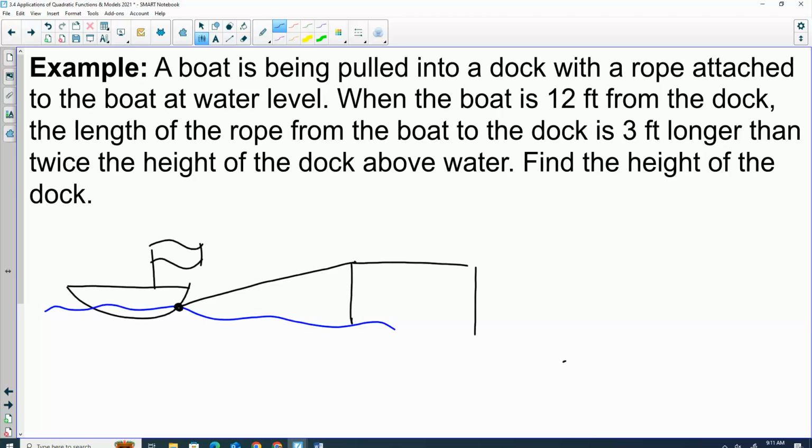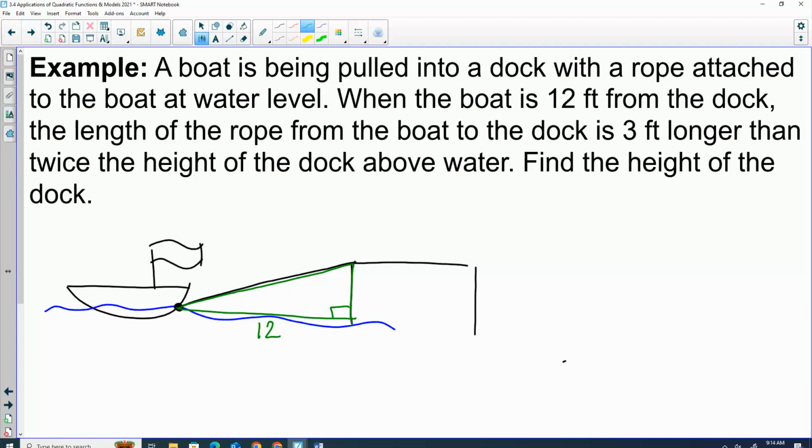What shape am I forming right here? So we're talking about a right triangle here. See if you can read the information and label the sides of that triangle. When the boat is 12 feet from the dock, which side of the triangle measures how far the boat is from the dock? The bottom. And I just told you that's 12.